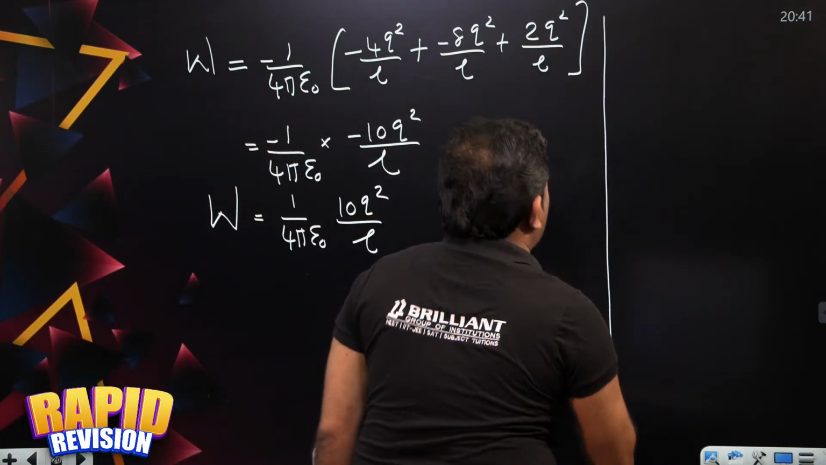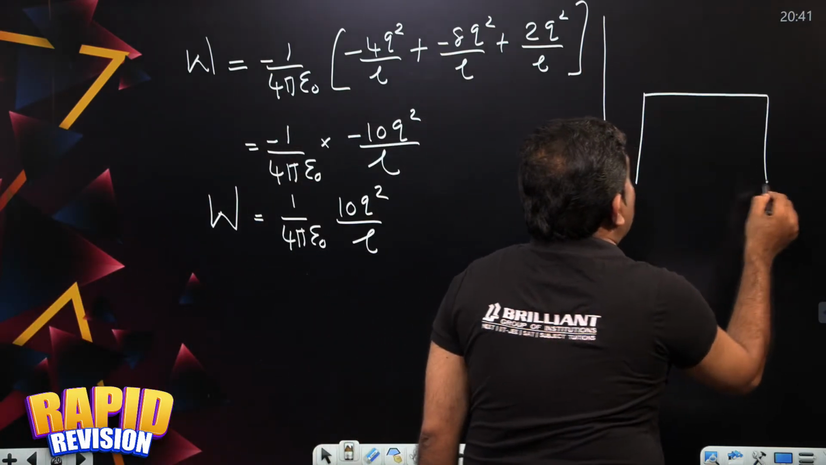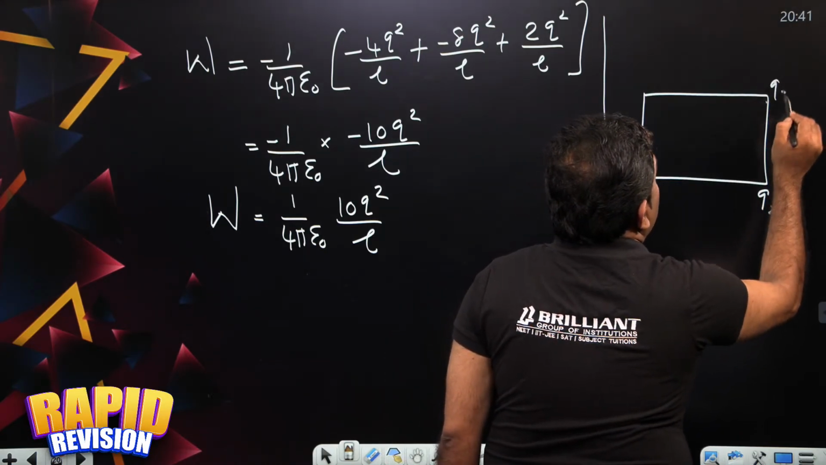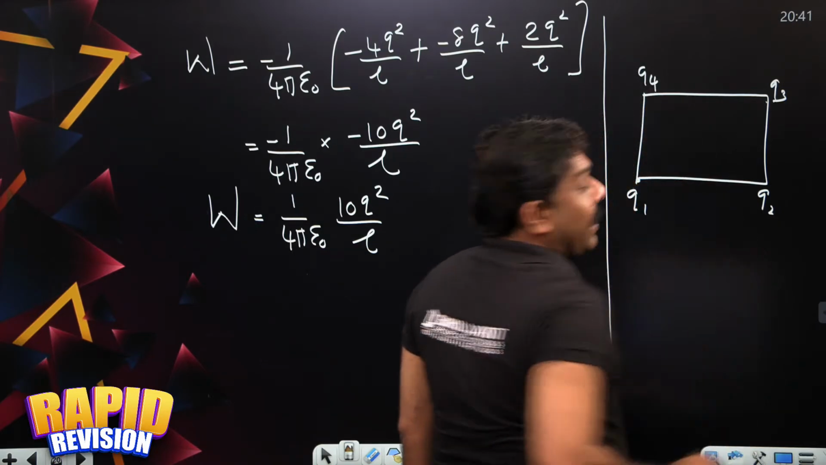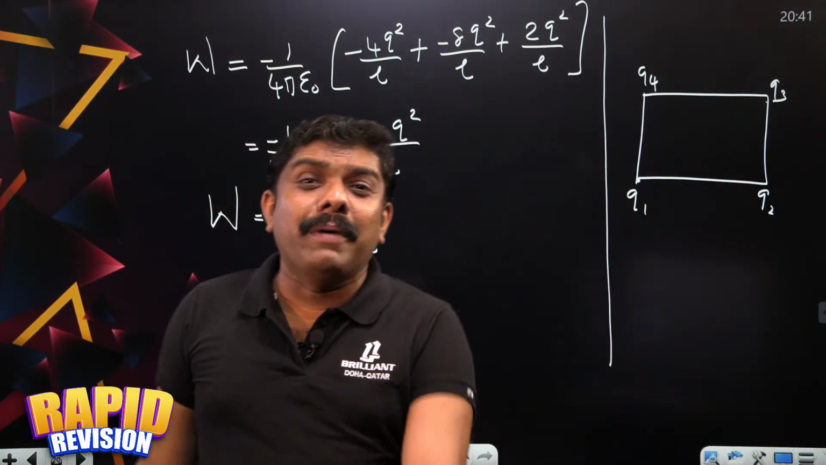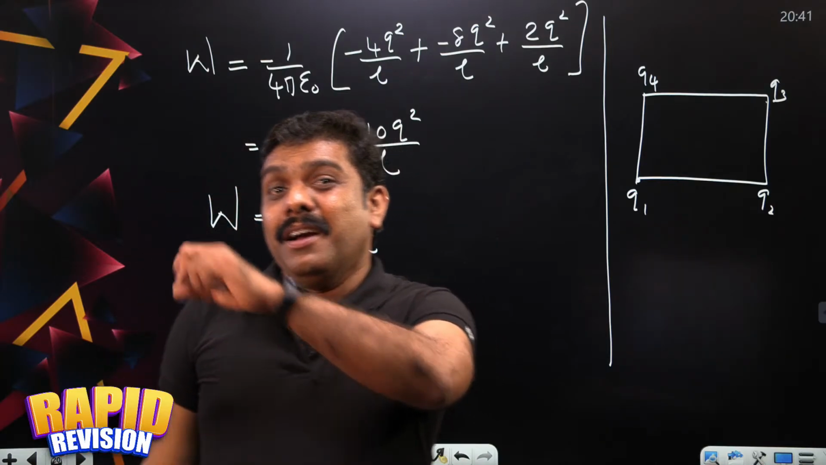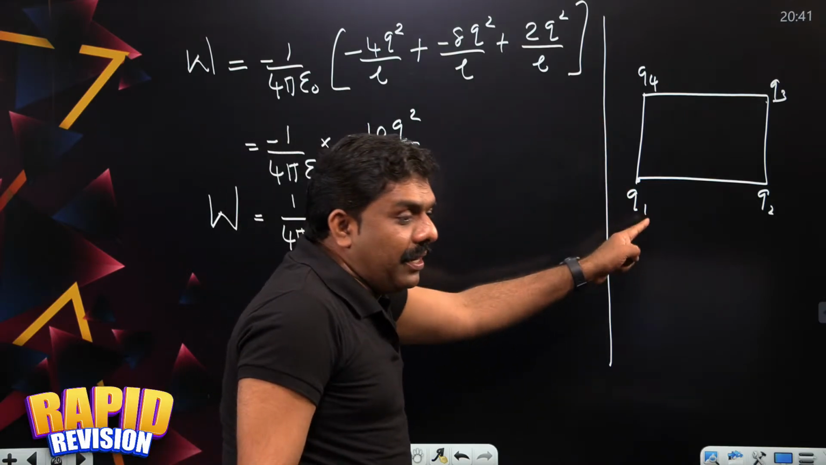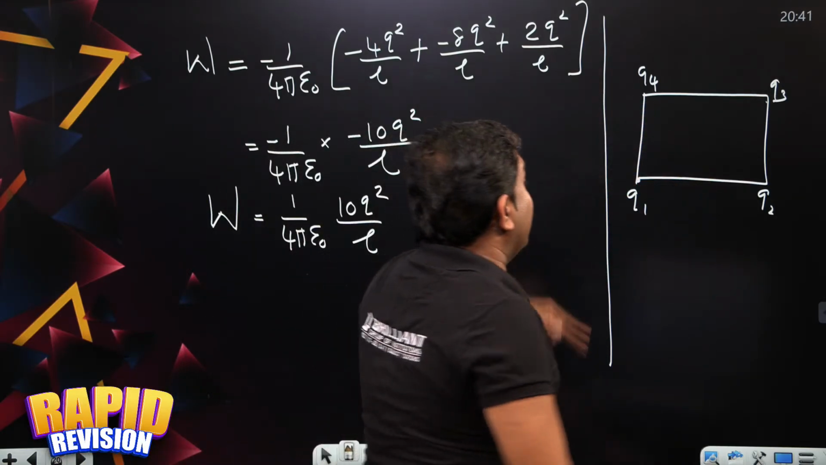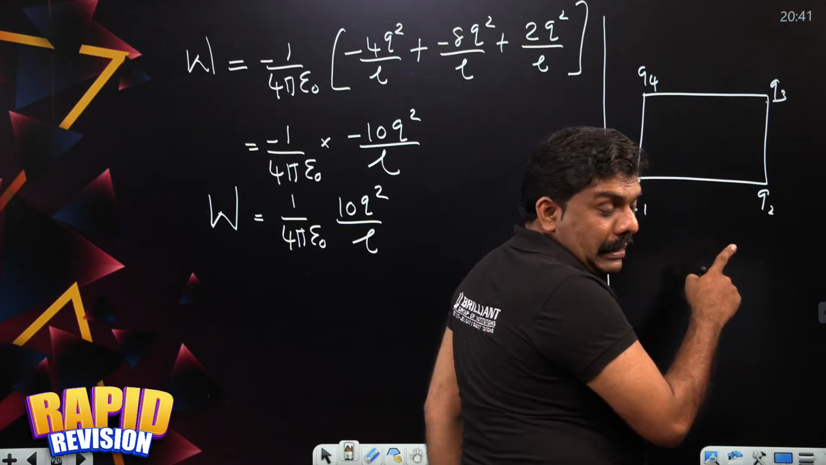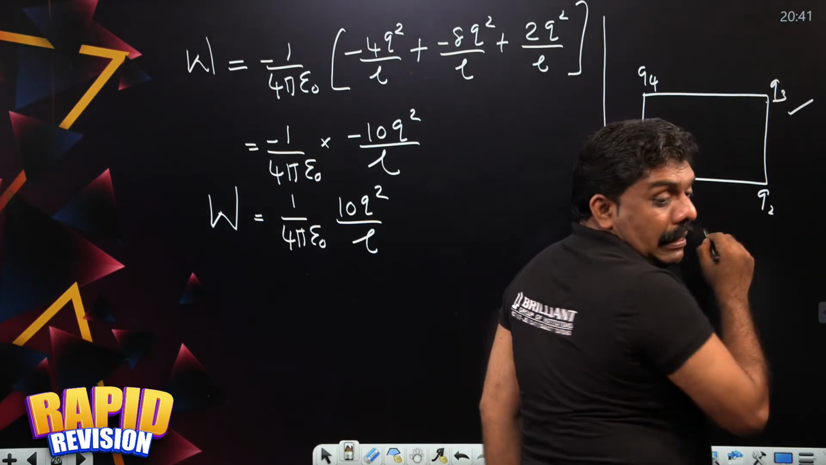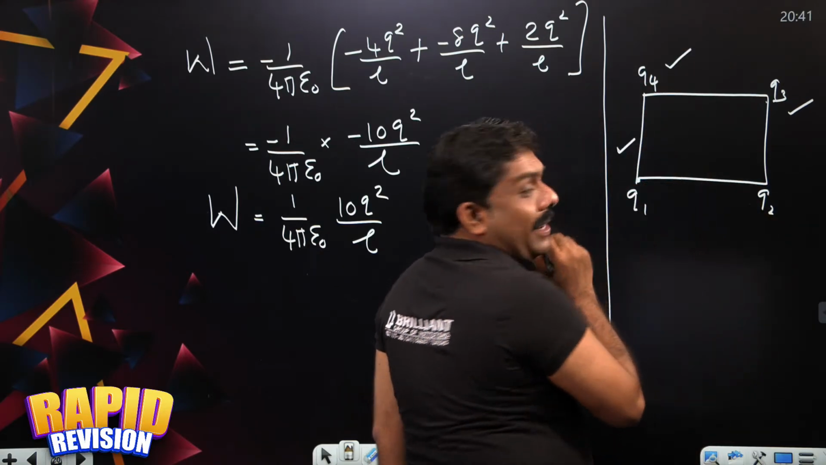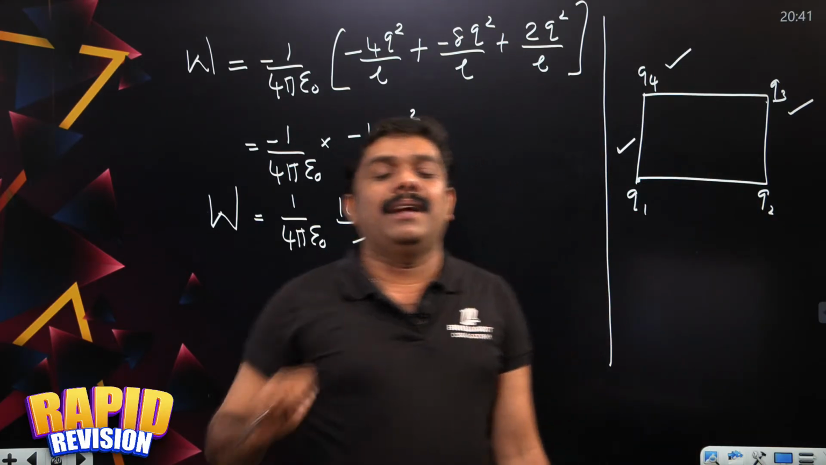So I'm giving an additional point. If we have 4 charges given, here Q1, here Q2, here Q3 and here Q4, can you say how many terms will be there to find the potential energy? 6 terms will be there. Why 6 terms? What are the 6 terms? Q1, Q2 is 1 term. Q2, Q3 is another one. And Q3, Q4 is another one. Q4, Q1. Then 2 diagonal terms are also coming.